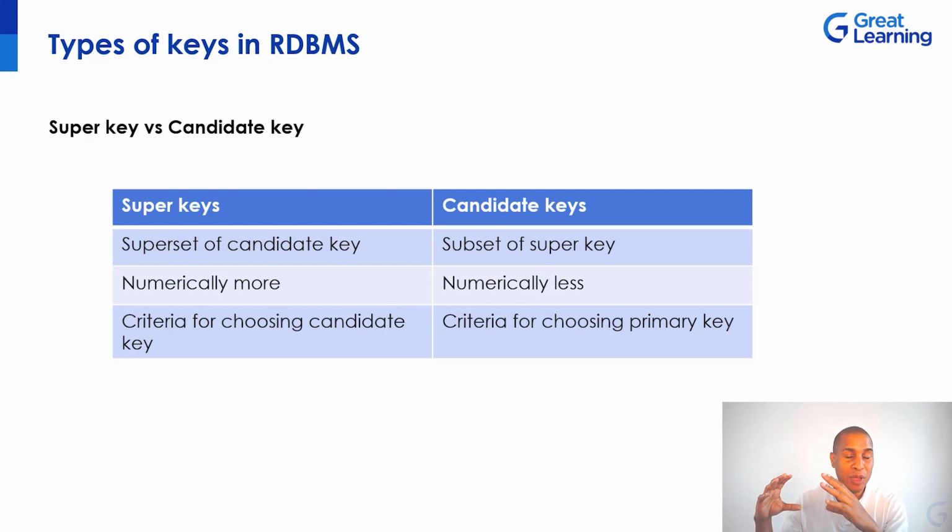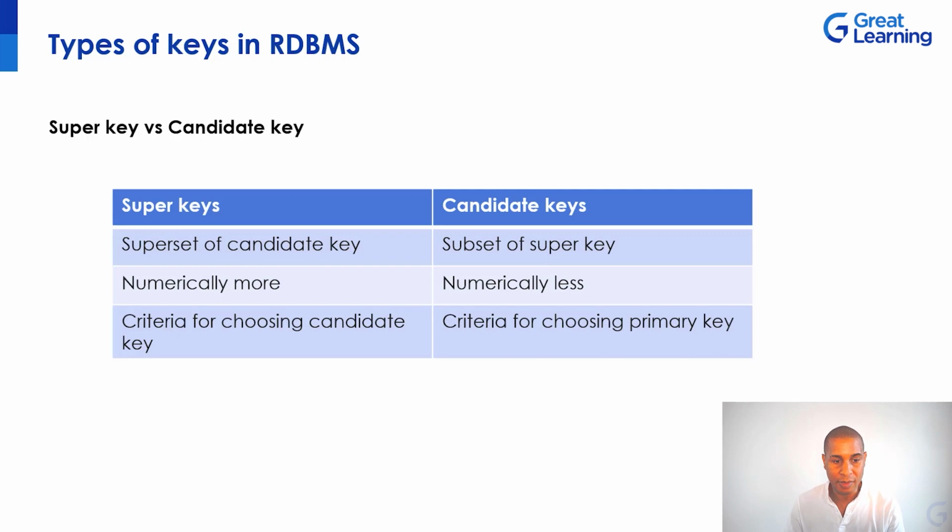While we contrast that with a candidate key, which would be a subset of a super key. And remember, that acts as a strong primary key. Now, numerically, you're going to have more super keys. Why? Because remember, that is a combination of different types of candidate keys. So we will naturally have numerically more of those, as opposed to a candidate key, which is going to be numerically less because it acts as a subset of a super key.